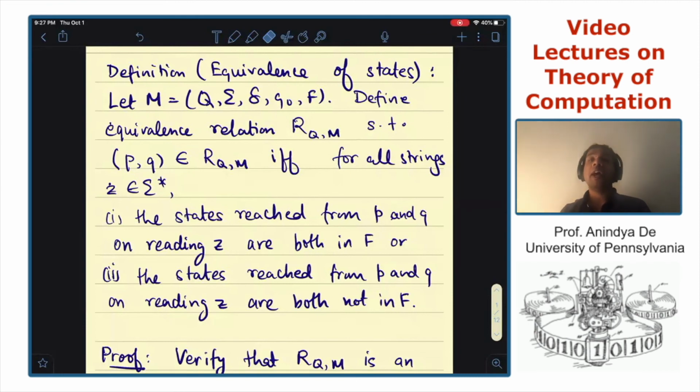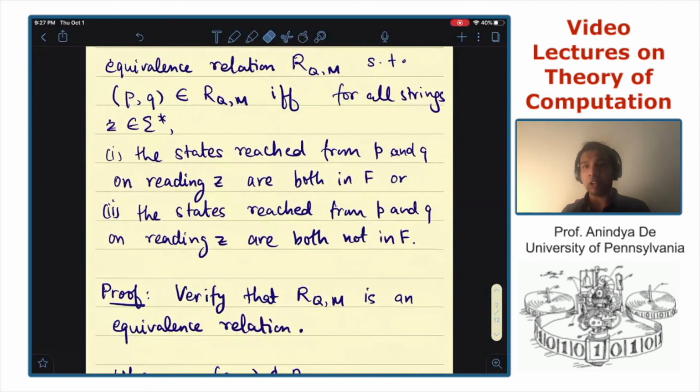It is easy to verify that R_{Q,M} is an equivalence relation. Reflexivity is trivial because, by definition, (p, p) is in R_{Q,M} for any p. It is also clear that the relation is symmetric, because our definition makes no distinction between p and q. Their roles are reversible. And finally, it's easy to verify that R_{Q,M} is also a transitive relation.